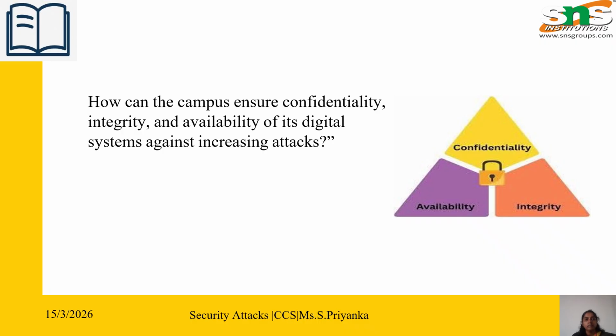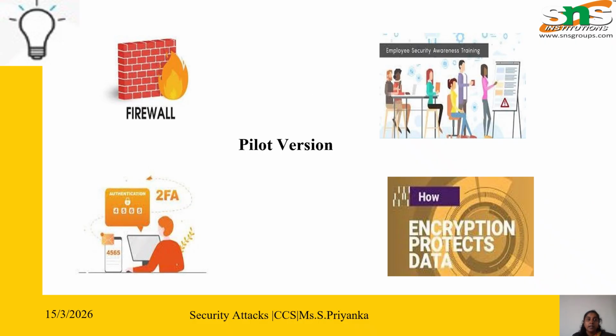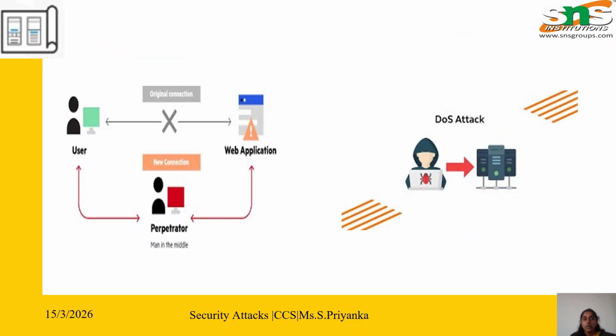Next, come to the idea part. How can the campus ensure the confidentiality, integrity, and availability of its digital systems against increasing attacks? Let us see. This is confidentiality, availability, integrity. This is a major problem that takes place. Next, coming to the ideate part. This is your pilot version, which consists of firewalls. We can use firewalls, two-step verification, employee security awareness training, and encryption to protect data. All these can be used to solve this problem.